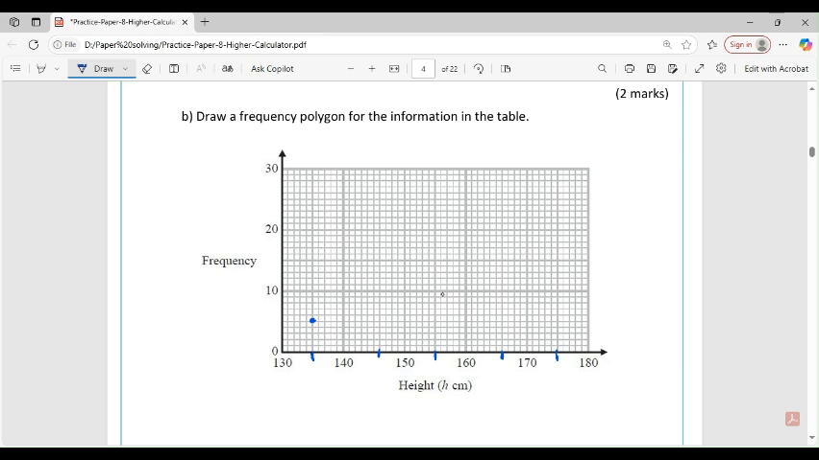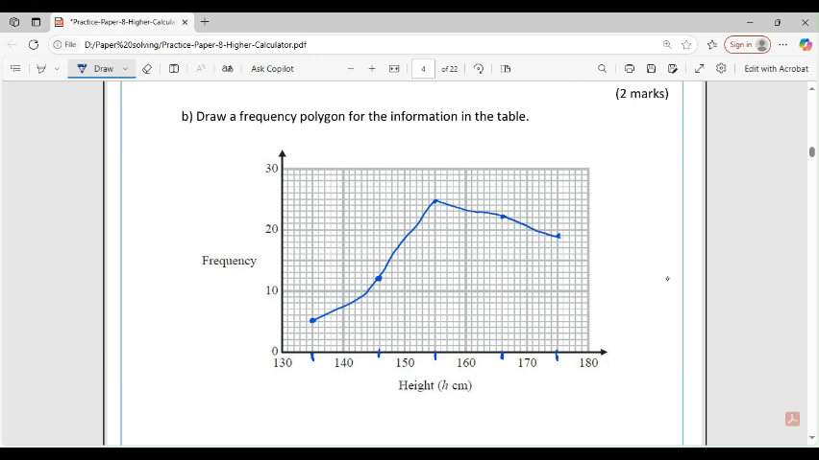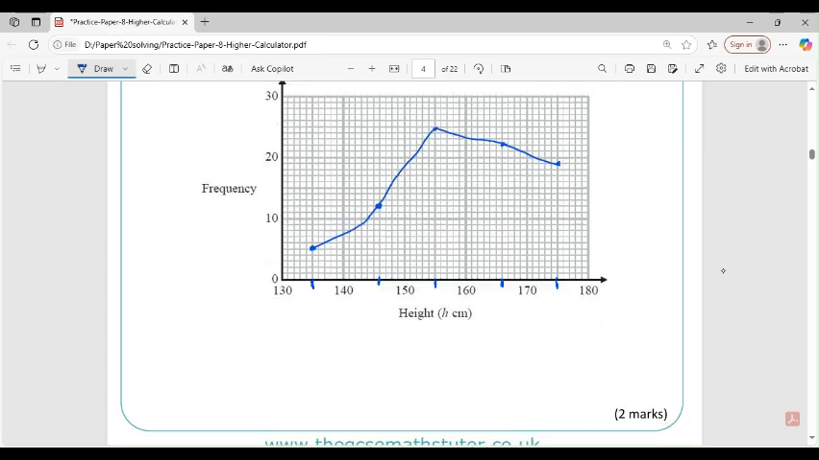For 145 it's going to be somewhere over here, and for 155 you should get somewhere here, and 165 is going to be a little below this one, and the last one is going to be somewhere over here. Once you have a ruler with you, you should make straight lines with the ruler. Mine is not that straight. This is how you should get the answer and full marks for this type of question.